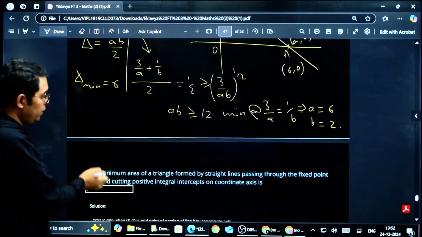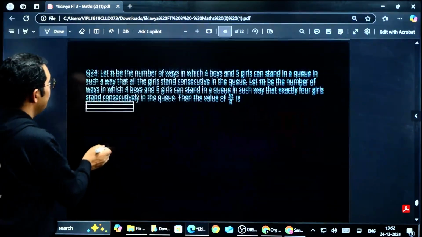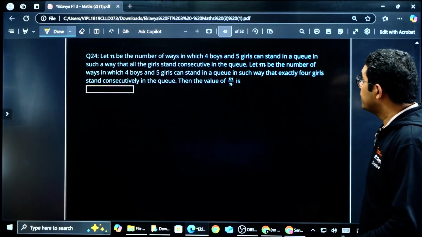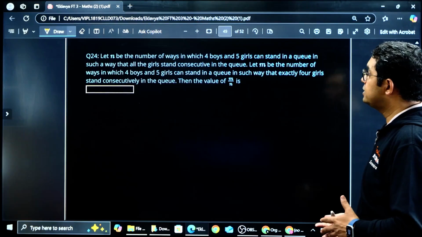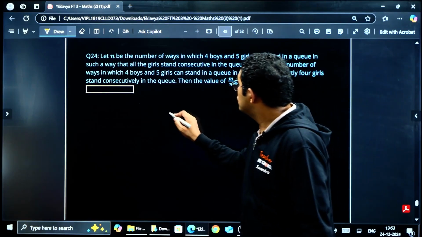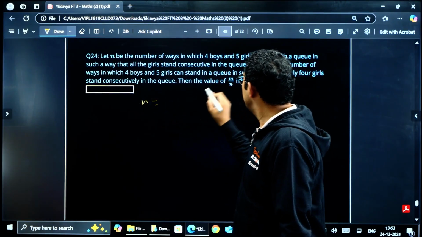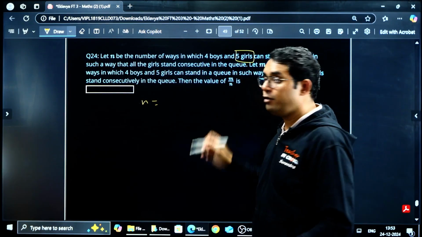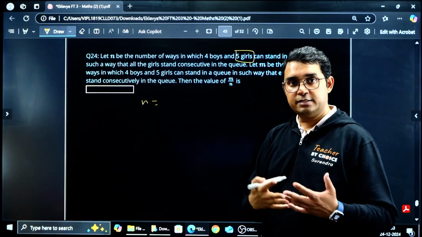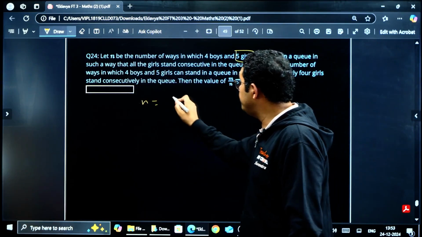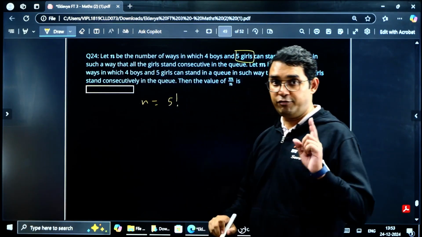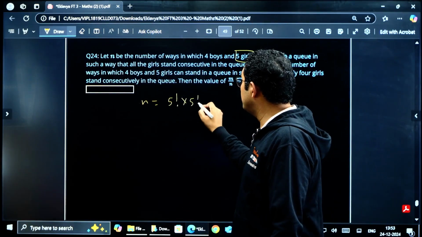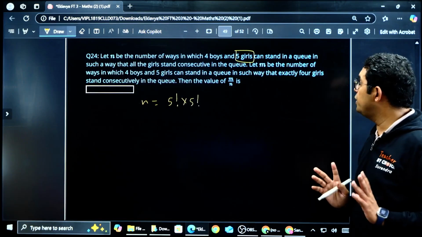Okay, moving to the next question, 24. Let n be the number of ways in which 4 boys and 5 girls can stand in a queue such that all girls stand consecutively in a queue. Okay, so n is equal to when 5 girls stand consecutively in a queue, so we will assume 5 girls to be 1 unit, and 4 boys can stand anywhere, so they are different units. So total 5 units are there whom you can arrange in 5 factorial ways, but 5 girls inside their unit can be arranged in 5 factorial ways also. So n will be equal to 5 factorial into 5 factorial.